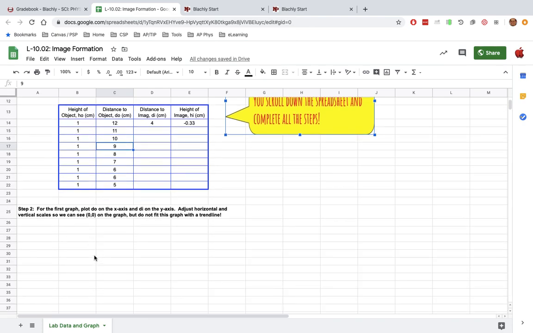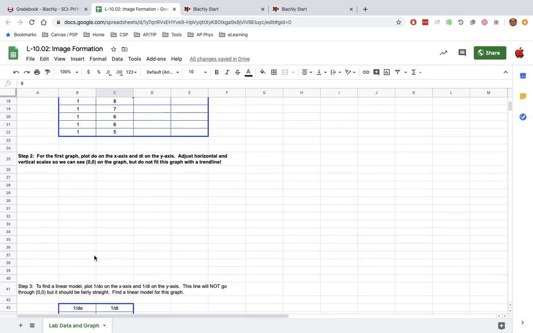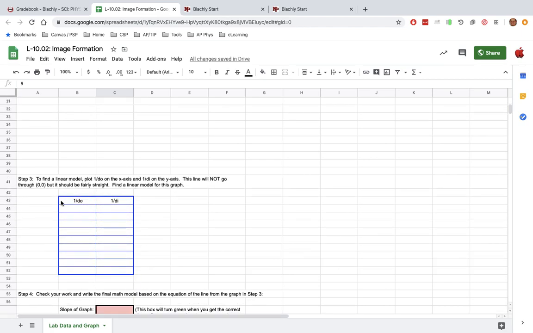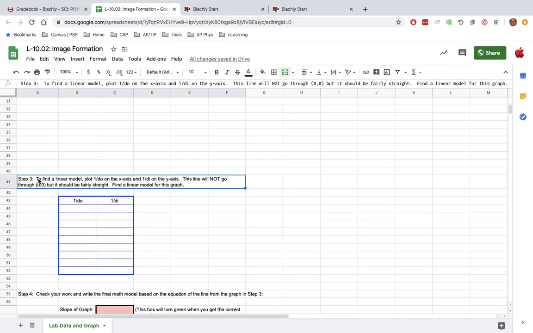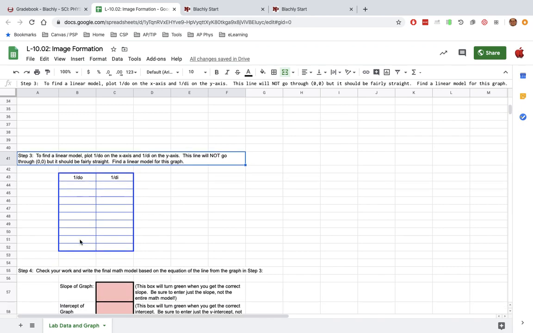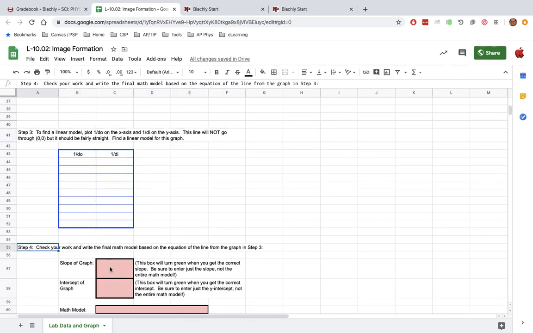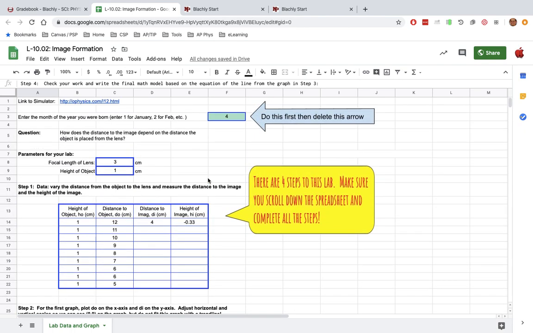You will not find a mathematical model from that graph because it's not a straight line. And then you'll keep scrolling down and it will tell you how to replot your data to find a straight line. And then lastly down here it's going to ask you about your slope and your intercept and your math model. Okay? And these 2 boxes here will turn green if you get the slope and the intercept right. So that's how you work through the lab.